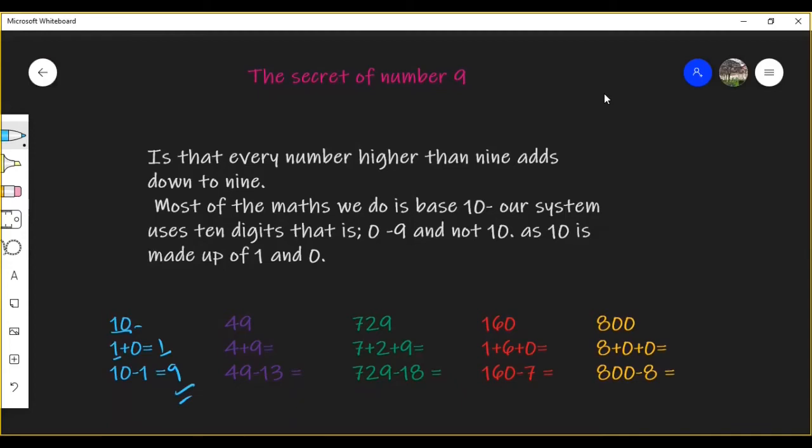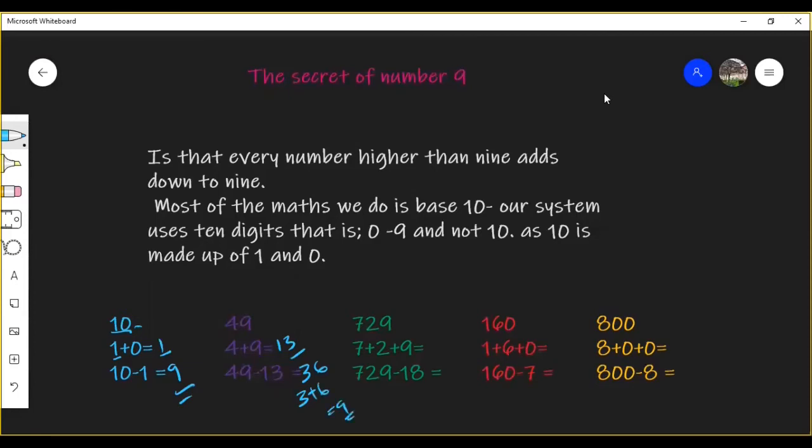Now, let's go to the next number, which is 49. So 49 is actually made of only 4 and 9. Now, if you add 4 and 9, it gives you 13. If you take 13, subtract it away from 49, it gives you 36. If you take 3 plus 6, it gives you 9.